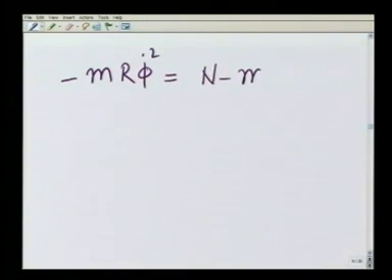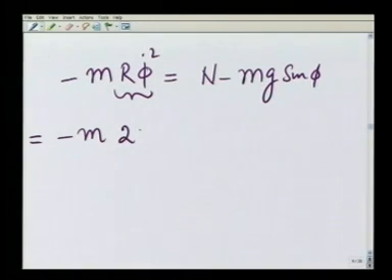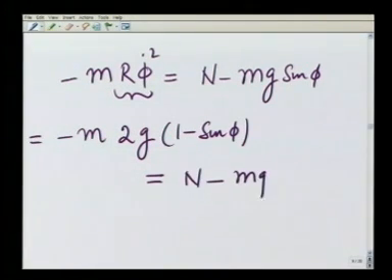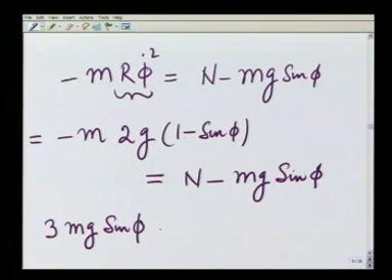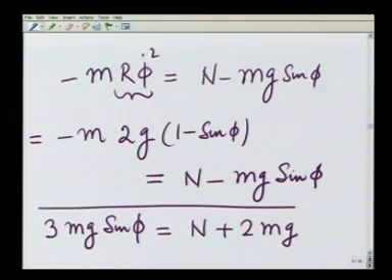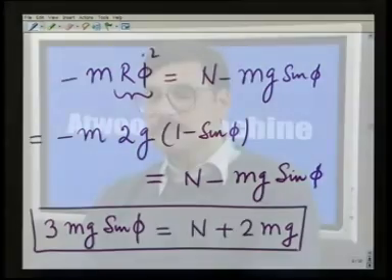Recall that equation 1 is nothing but minus m r phi dot squared is equal to N minus mg sine phi. I substitute for r phi dot squared that I just derived, and I get minus m 2g(1 minus sine of phi) is equal to N minus mg sine of phi, which gives me, after reshuffling, 3 mg sine of phi is equal to N plus 2 mg. This gives me the normal reaction as a function of phi.